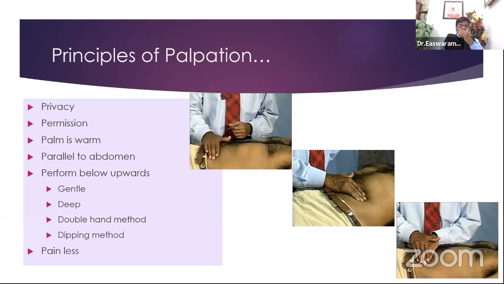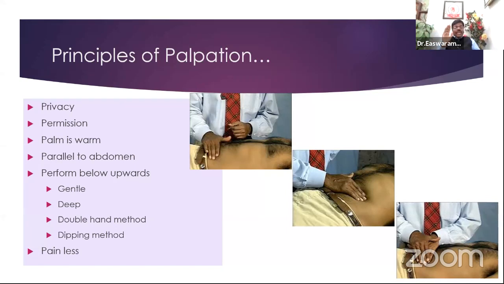Then always perform palpation from below upwards. That is, from the right and left iliac fossa, you slowly go below upwards. You should be very gentle to feel. Then deeper palpation, the double hand method, and the dipping method. What is the dipping method? In ascites, you may have to do it like that. One tap like that, and again. Because when you dip once, the fluid is displaced, and the mass, like the spleen, will come and hit you. So the dipping method may be used in a patient with fluid in the peritoneal cavity.